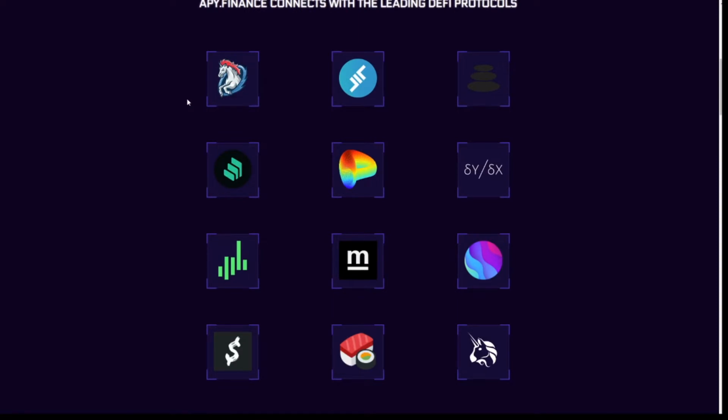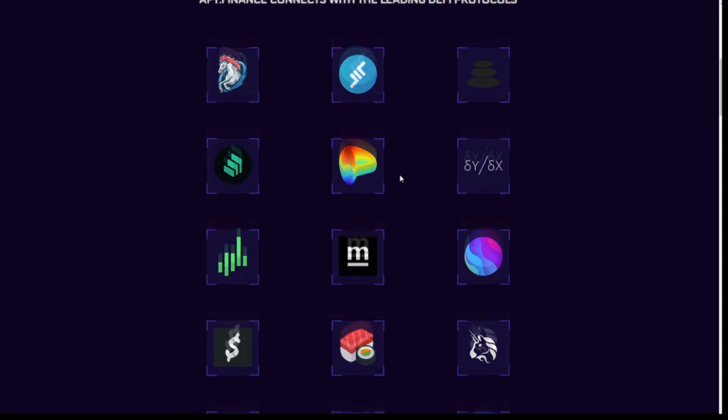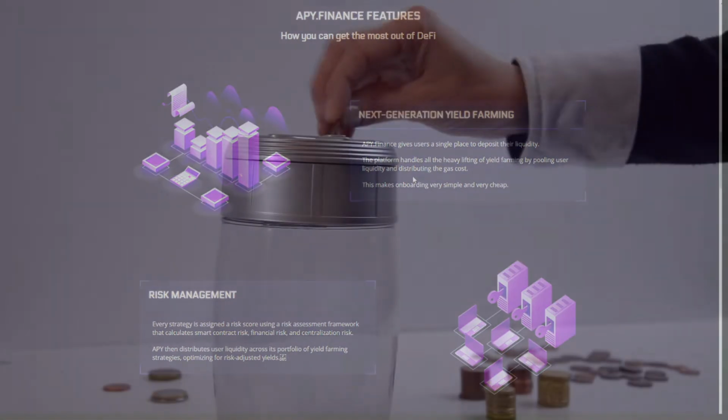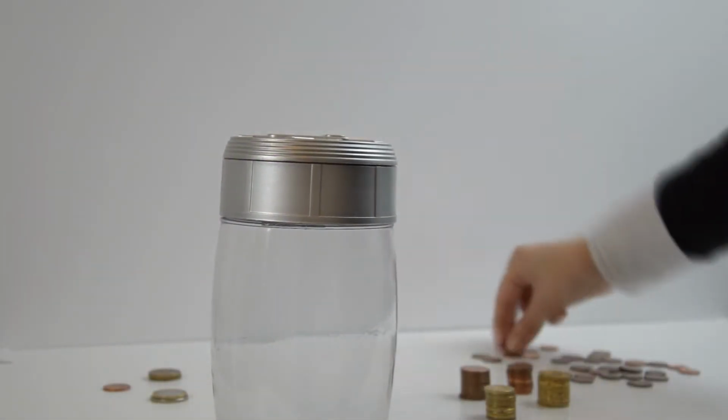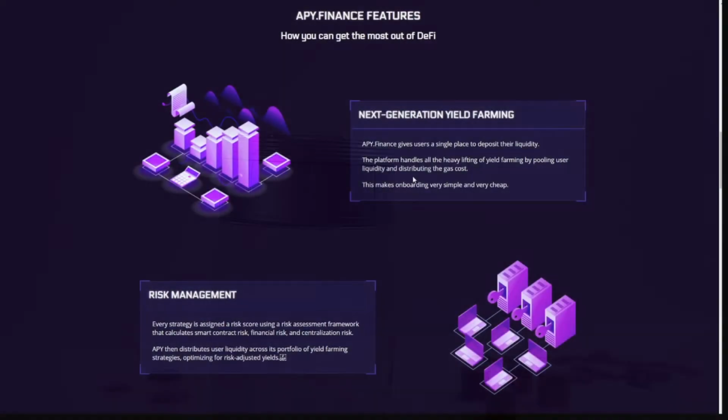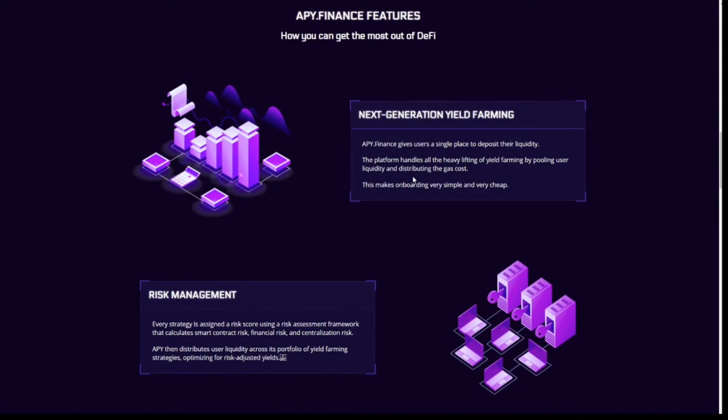Scrolling down, we see that APY.finance is going to connect with a whole lot of different DeFi protocols. Of course, here are a few big ones: Uniswap, Compound, Curve, and so on. Now, why is this interesting? Well, you have just one place to deposit your stablecoins, and then APY.finance will do the rest. The reason why it is interesting to group these things on one platform is because we will save on gas fees. Rather than all doing small transactions one by one, the system will automatically do one big transaction and one big swap, and therefore save gas fees for us all.